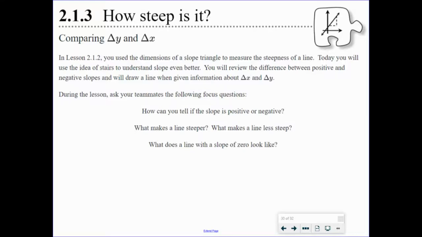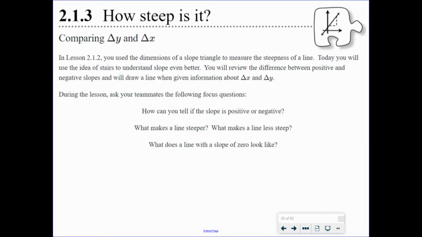Okay, lesson 213. Let's do this. How steep is it? Comparing, how do you say that? The triangle is called delta y and delta x, but what does the triangle stand for? It stands for the words change in y and then change in x.